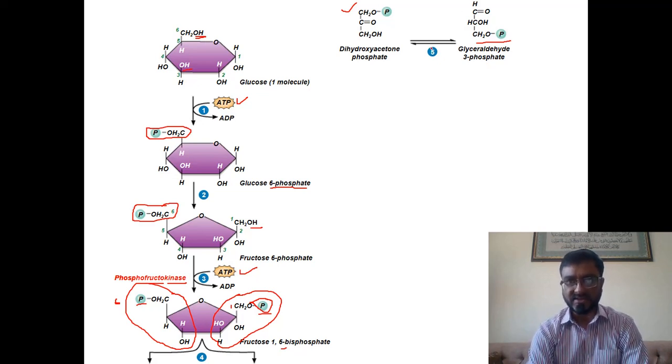And you can see here these are interconvertible. It means the isomerase enzyme is working here. And you know the properties of the isomerase. We have discussed it while we were talking about the enzyme chapter, isomerase.